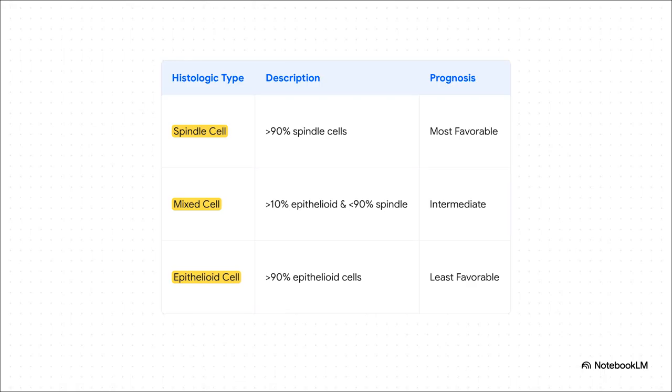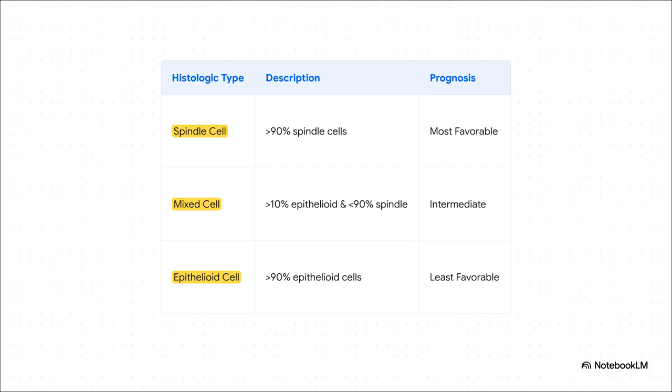This right here is the modified Callender classification, and it is a huge prognostic factor. It really just boils down to cell shape. Tumors made of mostly long, skinny spindle cells, they have the best prognosis. Tumors made of big, round, angry-looking epithelioid cells, they have the worst. Most tumors are a mix of the two, so the key takeaway is simple.